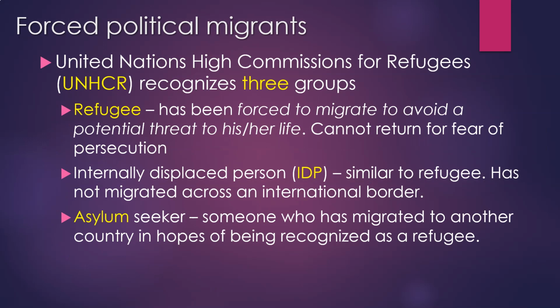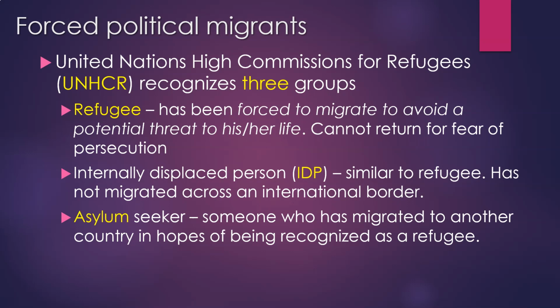When we look at how the United Nations High Commission for Refugees looks at political migrants, there are three categories, and it's important to be able to distinguish between these three. First, we have the refugee, someone who's been forced to migrate, forced to leave to avoid a potential threat to his or her life, and they cannot return to that location for fear of persecution if they were forced to go back.